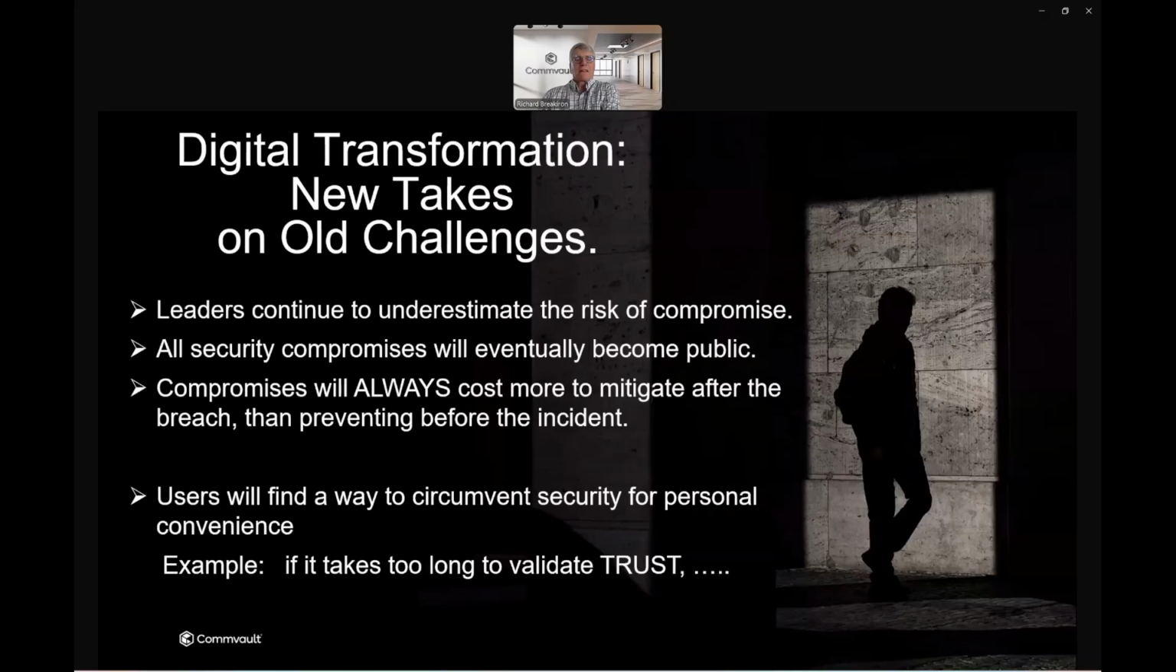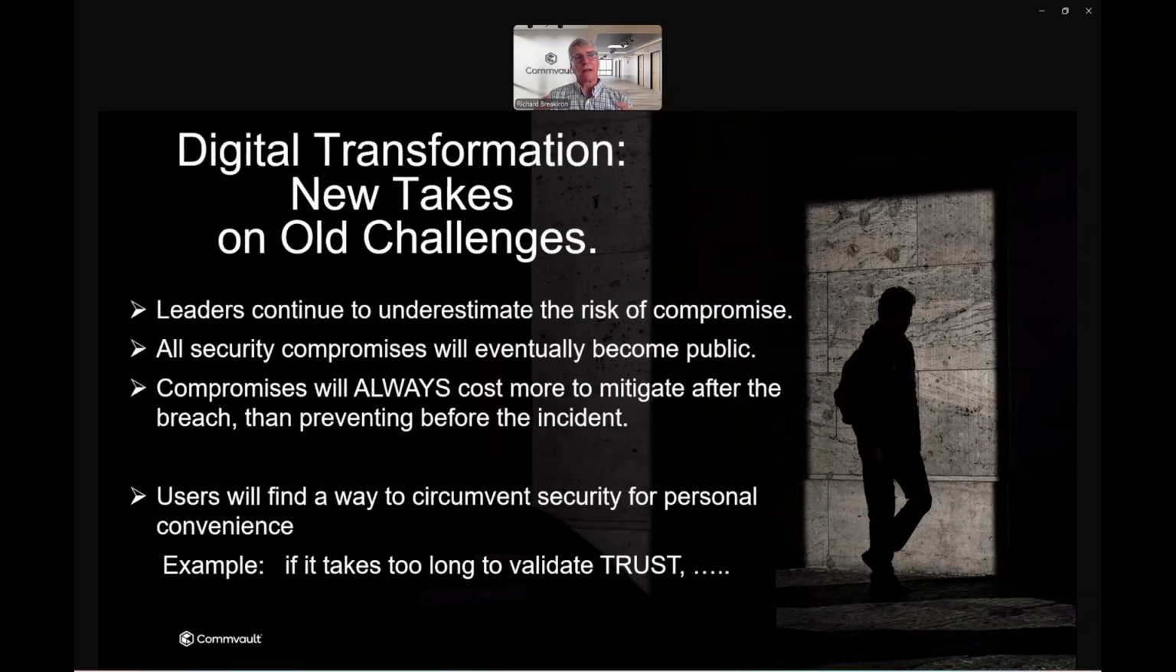So, here are my last thoughts for today. I always remind everybody, digital transformation, it's my view of the world. In my view of the world, leaders always underestimate the risk of compromise. They do not understand how often we are under attack. They always view this as happening to somebody else. It's not happening to them. I then go back to say, hey, by the way, not only is it a high risk, but if you are compromised, that compromise will become public. And that compromise to repair will always cost more to mitigate after the breach than preventing before the incident.